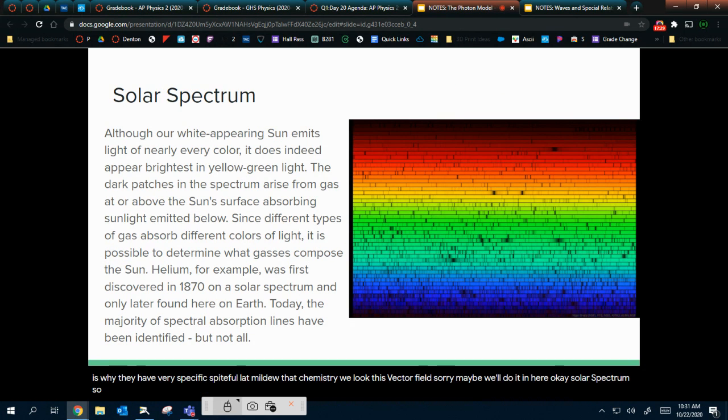Solar spectrum. Although our sun appears white, it emits light of nearly every color, and it does indeed appear brightest in the yellow-green light. Dark patches in the spectrum arise from gas at or above the sun's surface, absorbing sunlight emitted below. Since different types of gas absorb different colors of light, it is possible to determine what gases compose the sun. Helium, for example, was first discovered in 1870 on a solar spectrum and only later found here on Earth. So helium was first discovered on the sun. Today, the majority of spectral absorption lines have been identified, but not all.